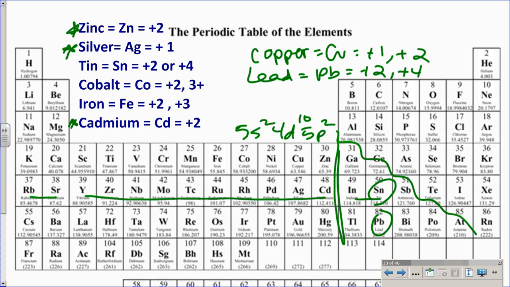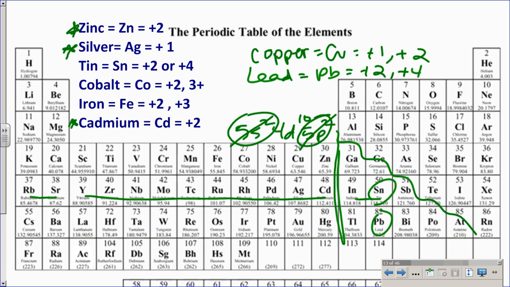So tin has either a 2+ or 4+. Where do you think that's coming from? The 5s2 and the 5p2. Right. So either it loses only the 5p2. When it loses 2 electrons, what's its charge? 2+, because you lost 2 electrons, 2 negative charges. Or it can lose the 5s2 and the 5p2 to make it a +4.